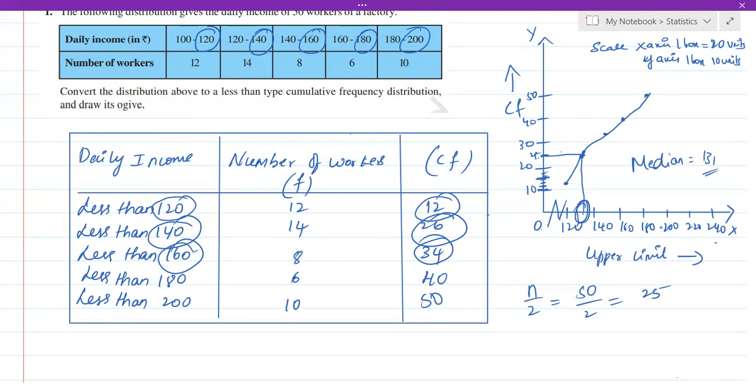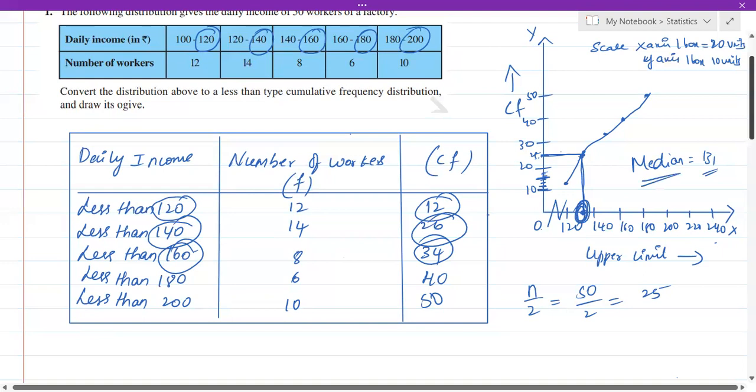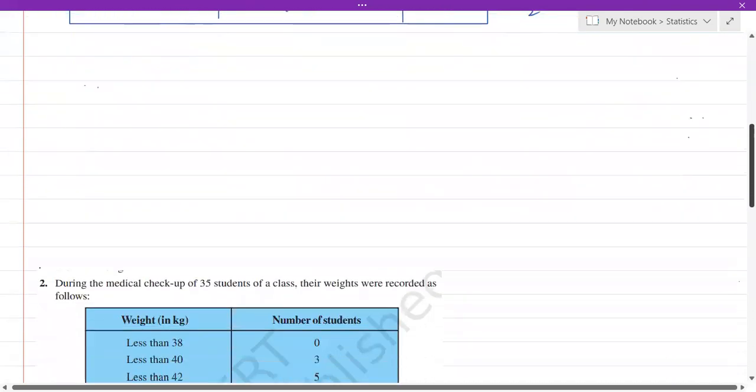What you have to do is calculate n by 2, whatever value you get. At that point, draw a horizontal line such that it meets the graph. Wherever it meets the graph, drop the line there. And wherever it meets the x-axis, that value will be your median. The same thing we have to do for the more than type curve also. So let's get into the next question.